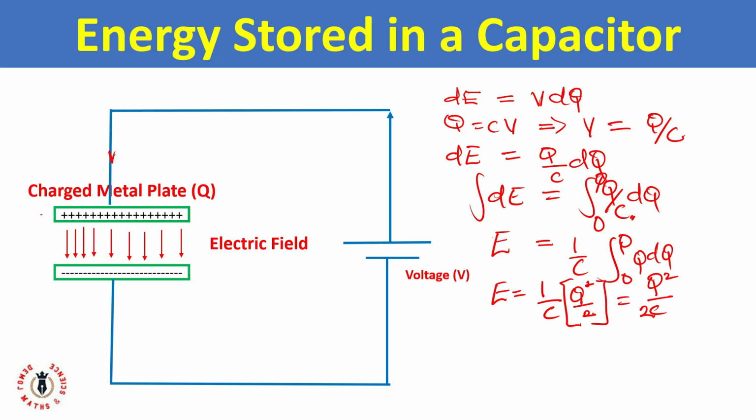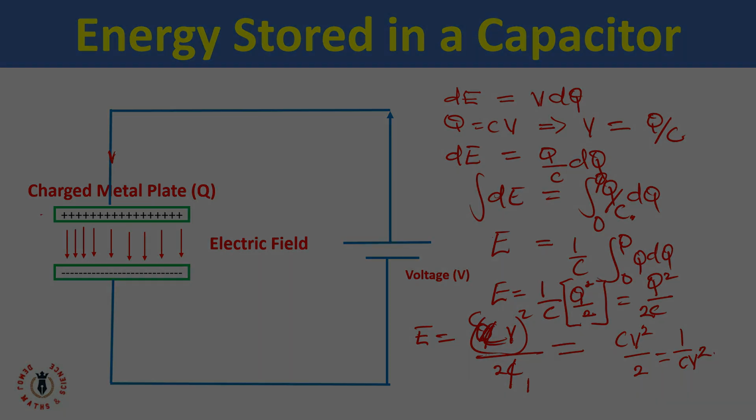Now remember we said that Q is equal to CV, so in place of Q, I can replace it with CV. So E is now the same thing as CV all squared over 2C. Definitely one of these C's will go out, and I'll still be left with one C. So this E is now the same thing as CV squared over 2, which equals half CV squared. Let's take some examples.